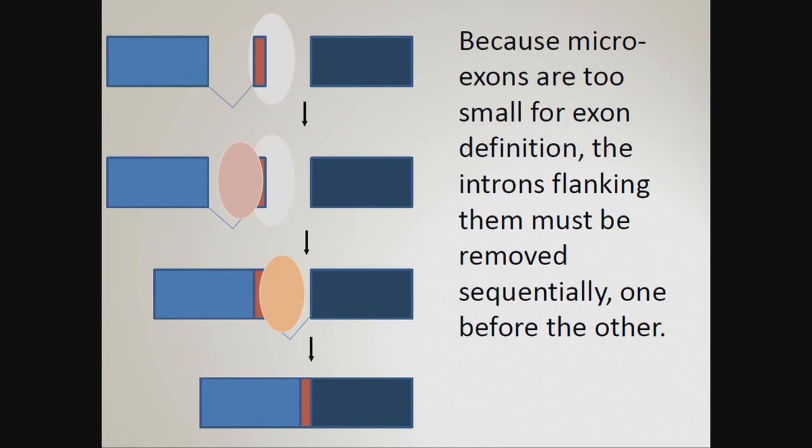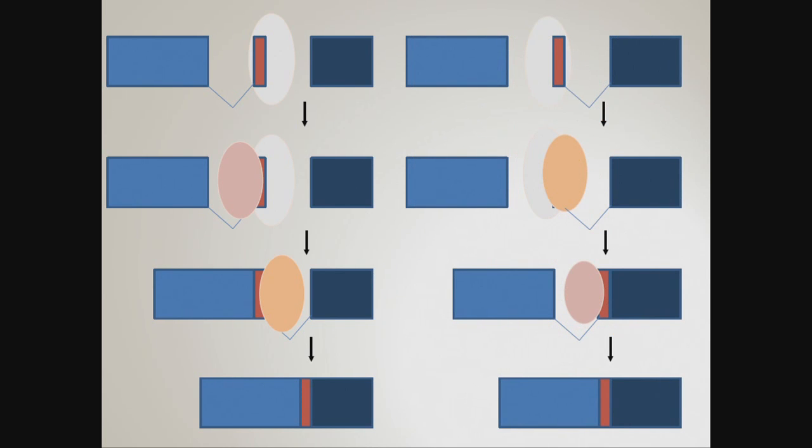The next slide illustrates how the micro-exons can be removed by sequential removal of first one intron and then the other intron, either the upstream intron first, as shown here, or, on the next slide, removal of the downstream intron first can also be observed.